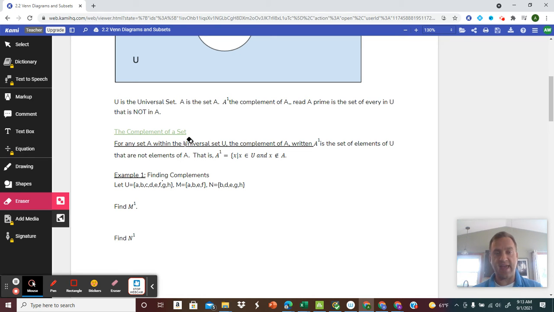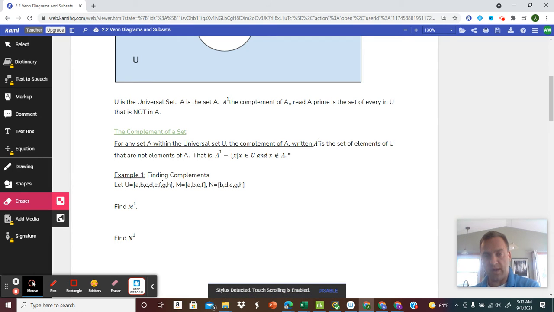for any set A within the universal set U, the complement of A, written A prime, is a set of elements of U that are not elements of A. That is, A prime is the set of X such that X is an element of U and X is not in A.